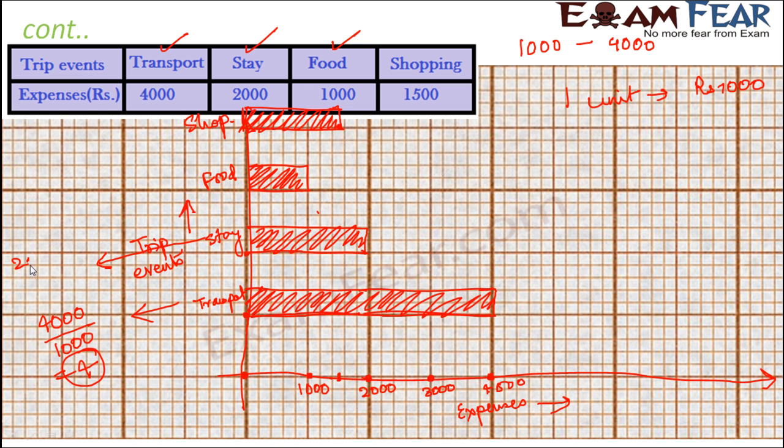When you talk about stay, it represents 2000. So 2000 divided by 1000 is 2. So this would cover 2 units. You see it has covered 2 units, 1 and 2. So 2 squares. Similarly, for food it was 1000, so it covered 1 unit because 1000 divided by 1000 is 1. What about shopping? For shopping it was 1500 divided by 1000, which was 1.5. And that is what you did. So 1 full square and then half a square. So in this fashion, you need to decide the length of the bar or height of the bar, and that's how you get a bar graph.